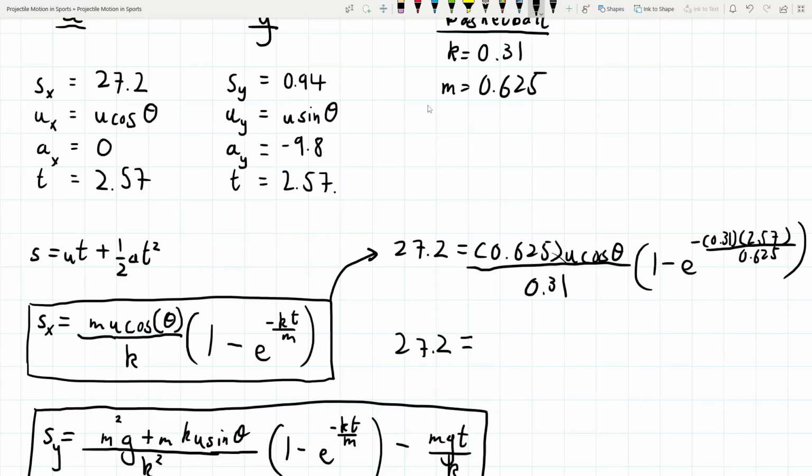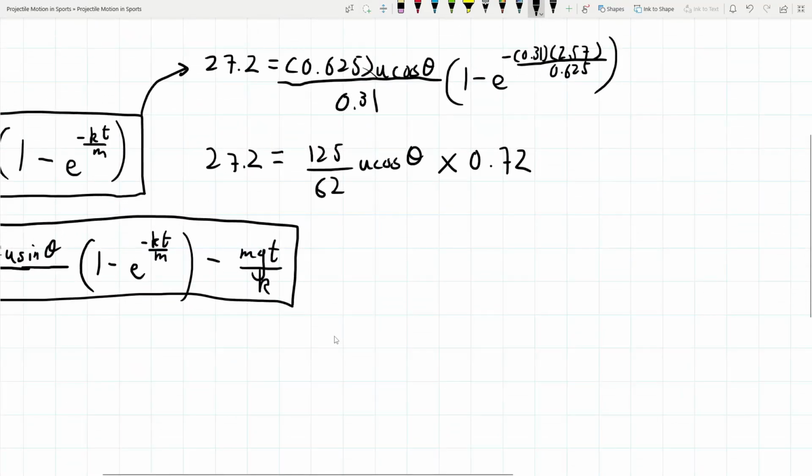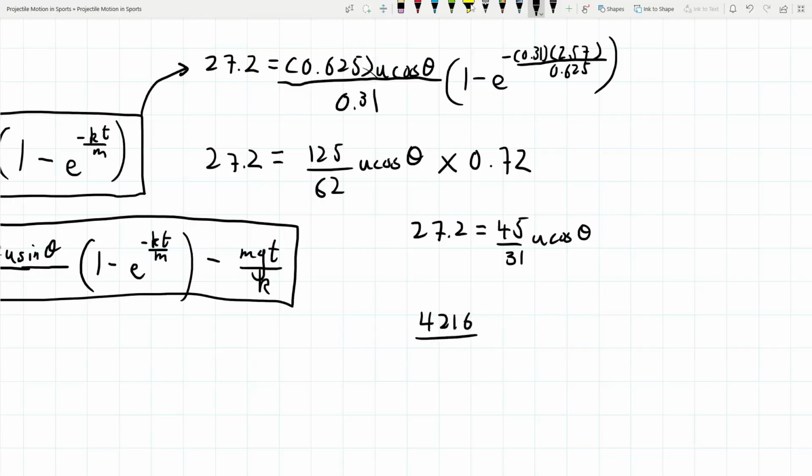Which means that 4216 over 225 equals u cos theta. So that's our first equation for now.